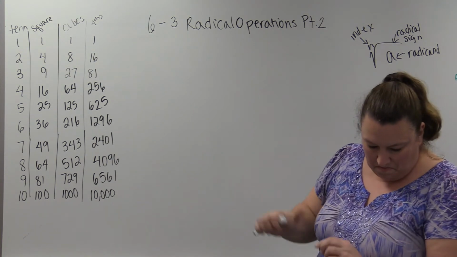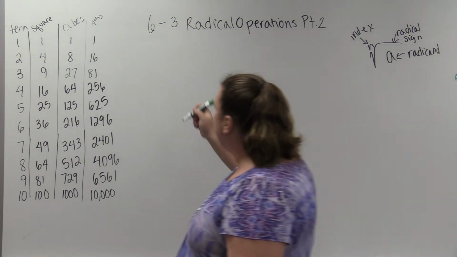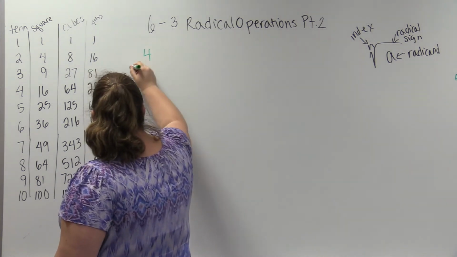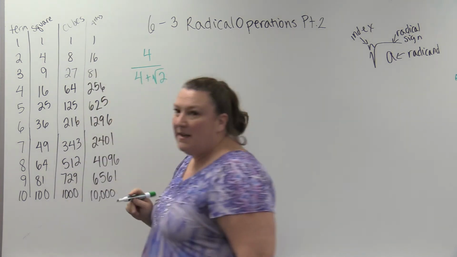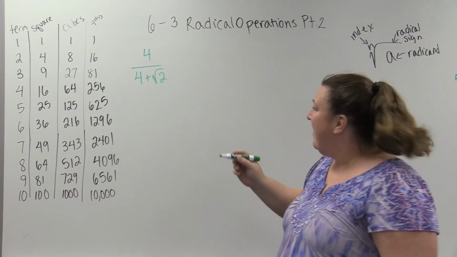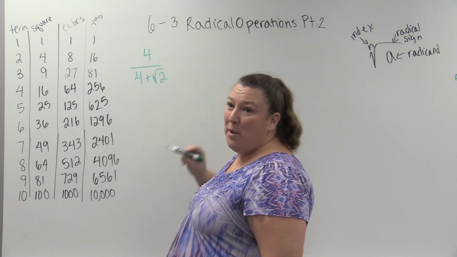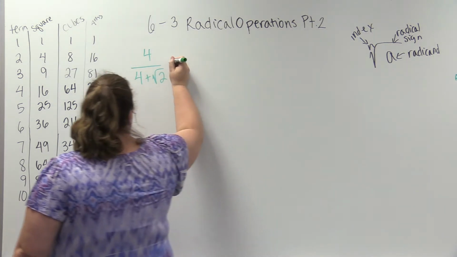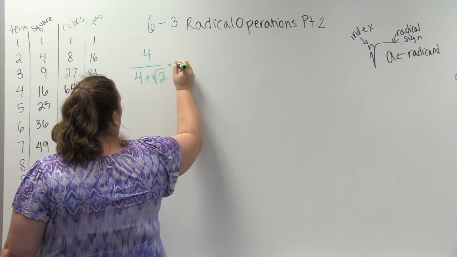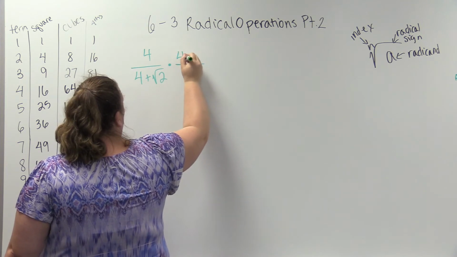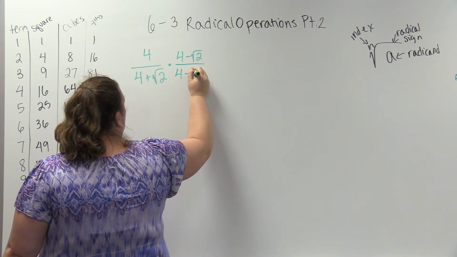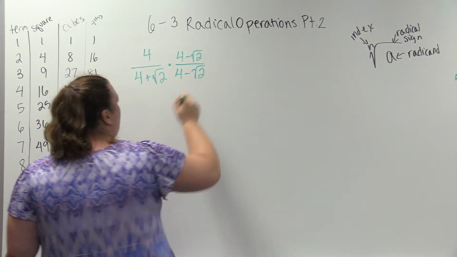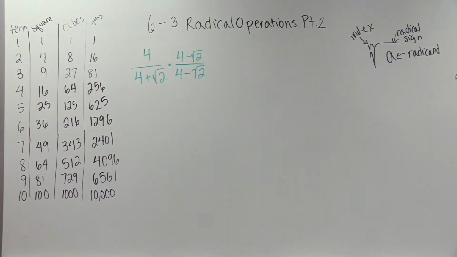Four over... So here I have a radical and a number in the denominator. So remember from imaginary numbers that we have to multiply by our conjugate, which just takes the exact same expression and changes the sign. So it looks like this.